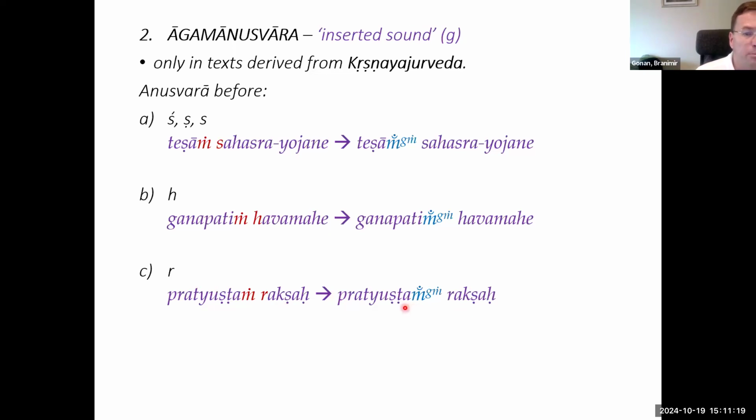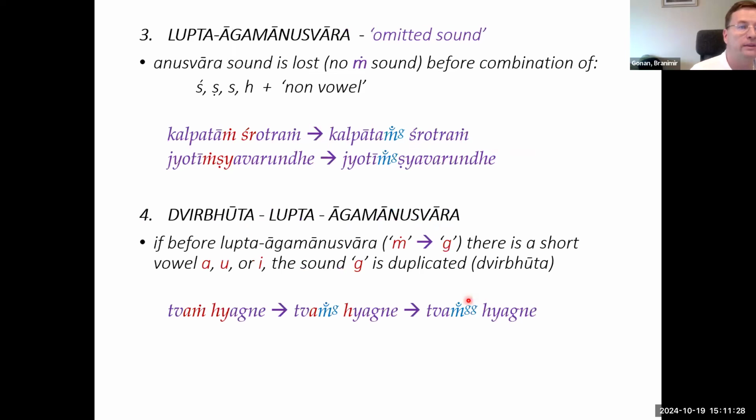In this case, Pratyushtagum Rakshaha. So agamana means inserted sound, G. Then these are like building blocks. The next one is Lupta Agamanusvara. So first we have Anusvara, then Agamanusvara means we inserted G, and then Lupta means omitted sound.